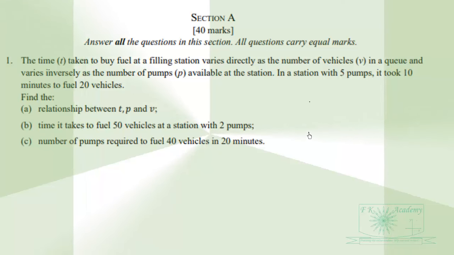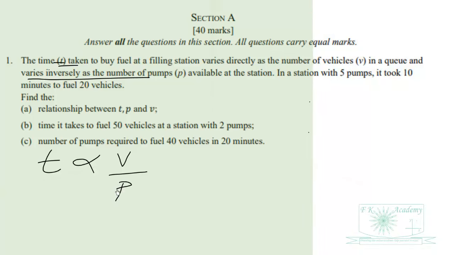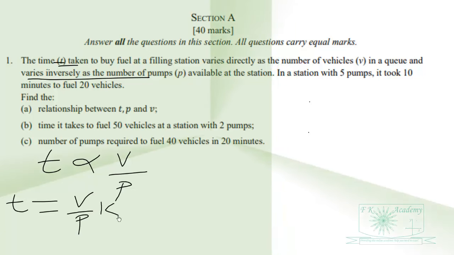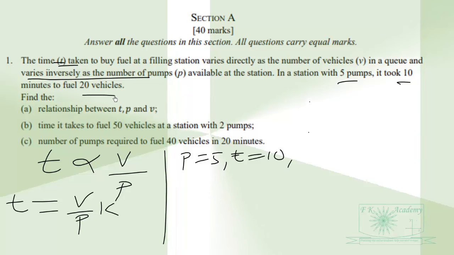So let's begin. We're told that the time T taken varies directly as the number of vehicles V, and also inversely as the number of pumps P. So introducing the constant of variation, we get T equals V over PK. And we're told that in a station with 5 pumps, so when P is equal to 5, it took 10 minutes, T is equal to 10, and 20 vehicles, so V is equal to 20. So we're fixing these values into this equation to find a relationship.